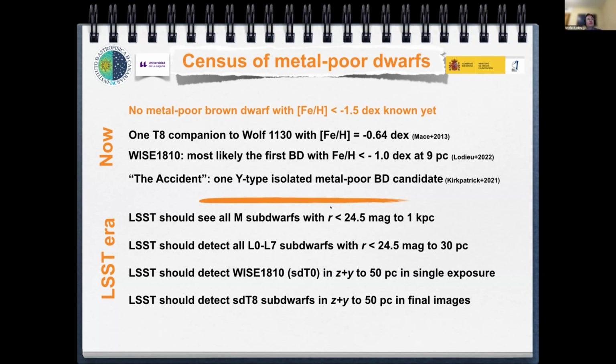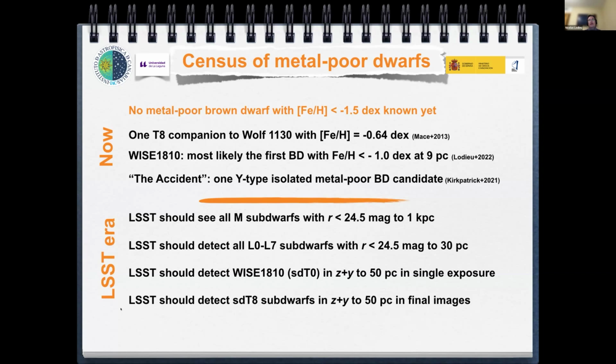Now, if we move into the LSST era, I think that we should be able to see all the M subdwarfs that are brighter than 24.5 in R band, so in a single shot with LSST up to about a kiloparsec. L-type subdwarfs we might be able to see up to 30 parsecs. T dwarfs or T subdwarfs like WISE 1810 we might be able to see up to about 50 parsecs, but only in the two reddest bands on a single exposure.